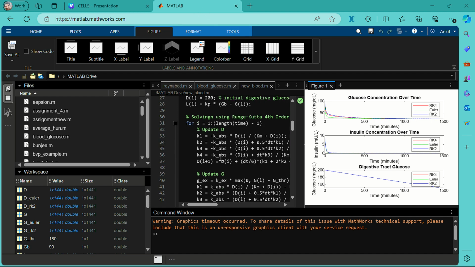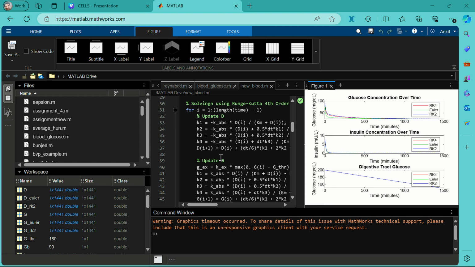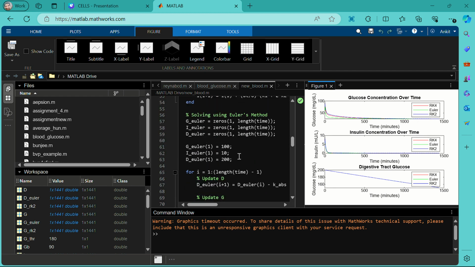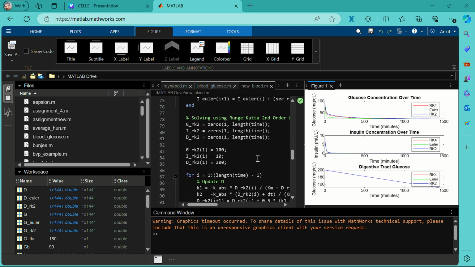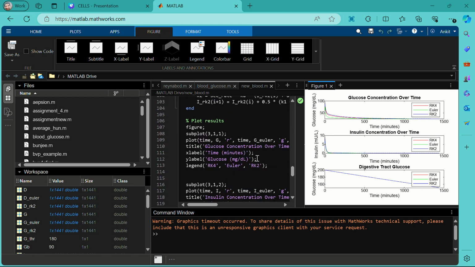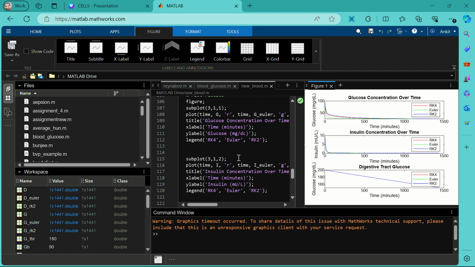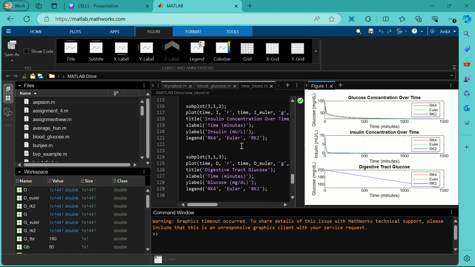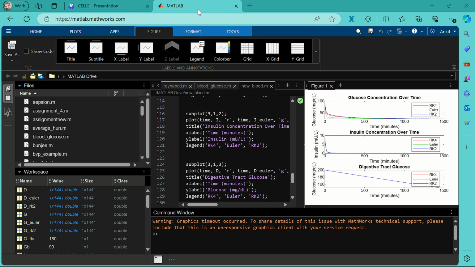This is the code for the Runge-Kutta 4th order method for each D, G and I. This part represents Euler's method and this is the Runge-Kutta second order. Here is the code for the plots, the first plot, second plot and the third plot representing insulin and glucose levels.